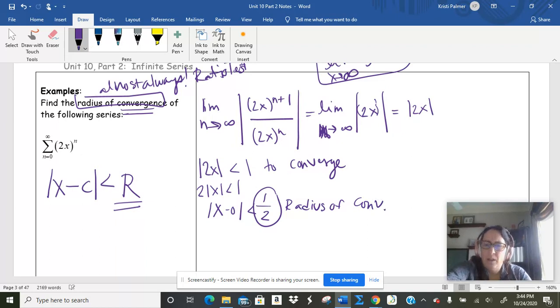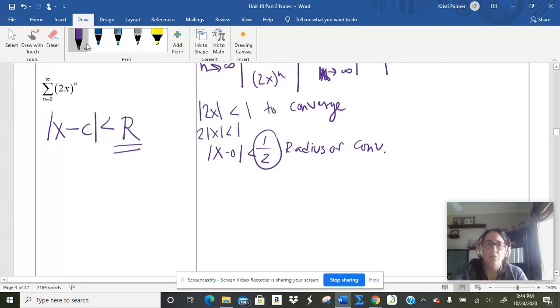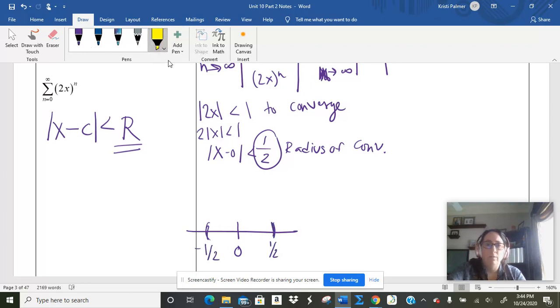Okay, so you're like, what does that mean? For this Taylor polynomial here, when I am centered at 0, I go out 1/2 away from 0, and for all of that interval, the function will match the Taylor polynomial. So what does it do out here? It diverges.